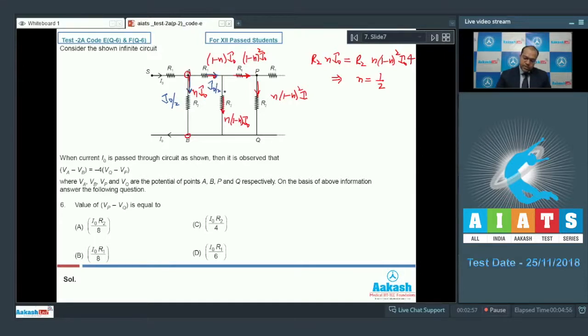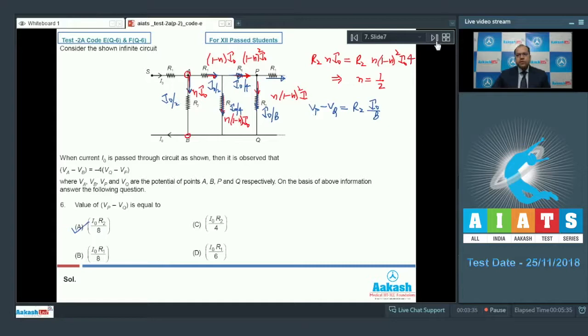This current further gets divided, so the current in this branch will be I0 by 4 and the current in this branch is I0 by 4. Further, the current in this will be I0 by 8 and the current here also I0 by 8. So if I calculate the potential difference between P and Q, then Vp minus Vq can be written as R2 into I0 by 8. So option A is correct. So the correct answer for question number 6 is option A.